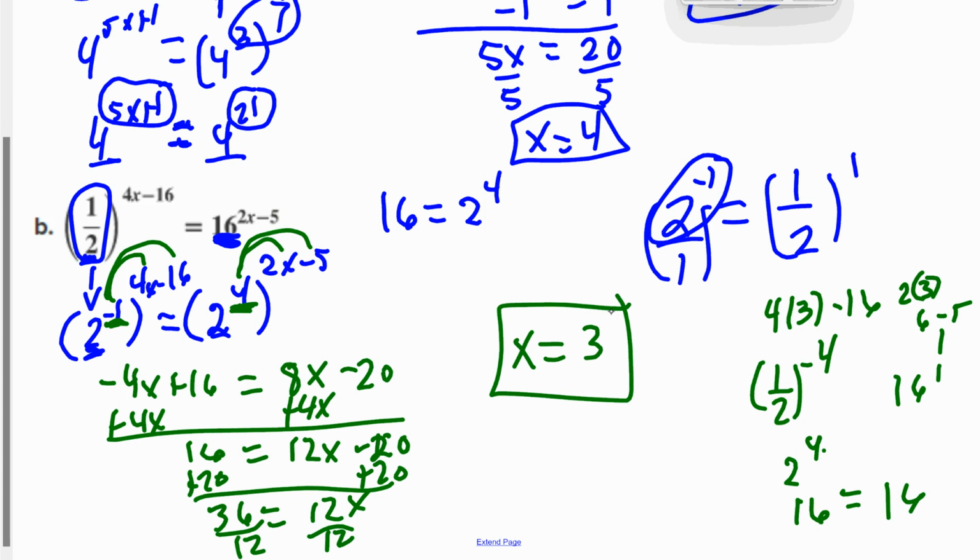So that's one way to solve these exponentials: getting the same base. And when I raise powers to powers, I multiply. If I have two terms, I have to make sure I distribute to both of them, then set the exponents equal to each other, solve for x, and check it.